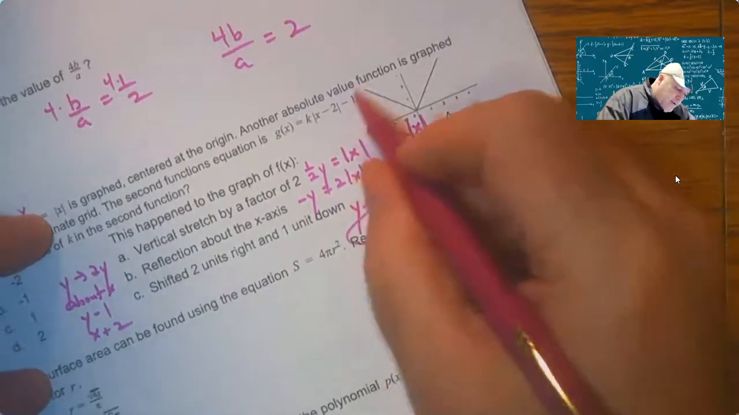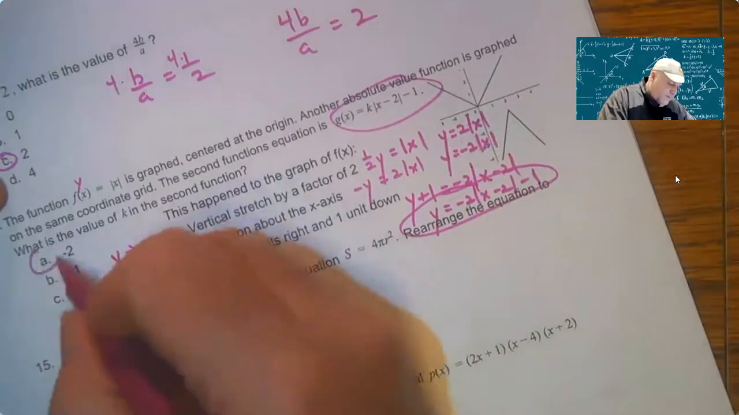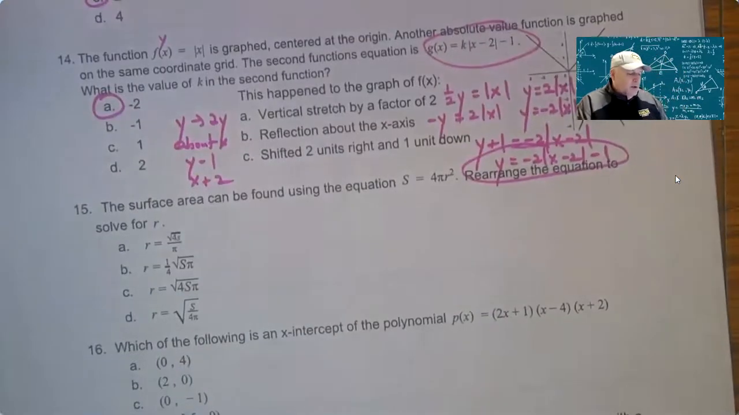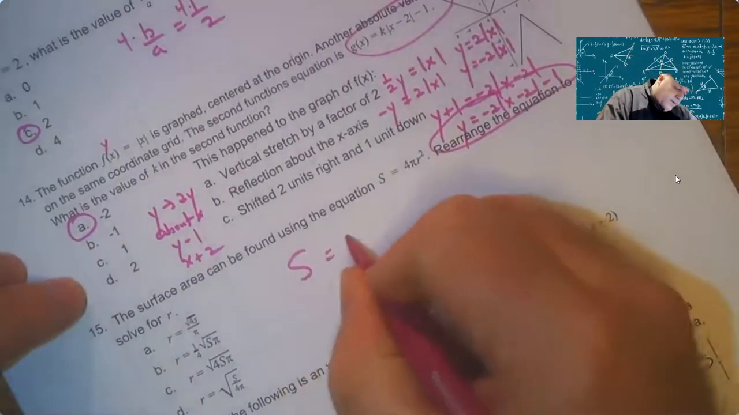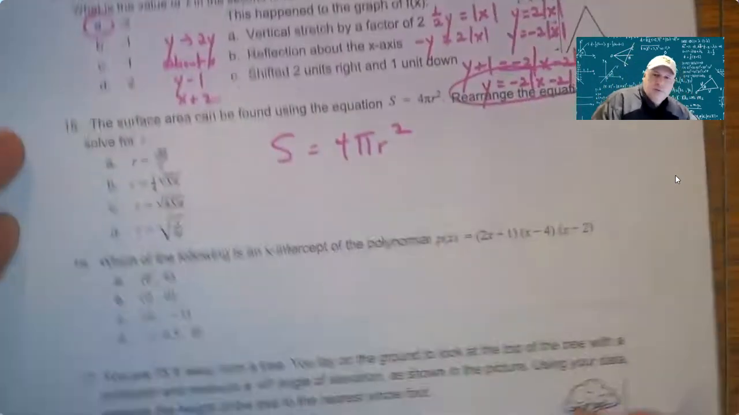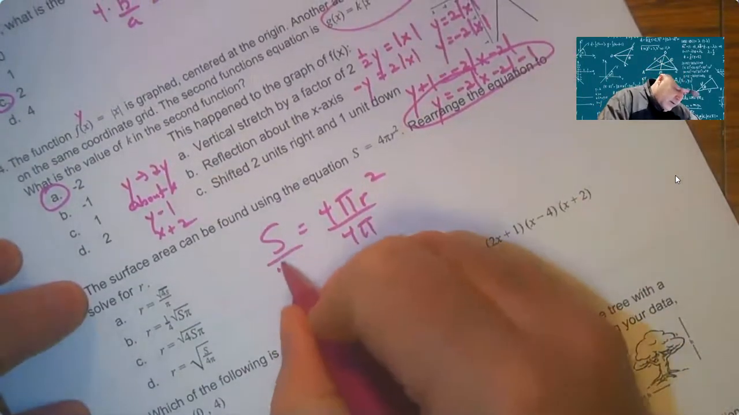So that matches that, and you can tell that k is negative 2. Okay, solve for r. So s equals 4 pi r squared. Now I want to solve for r. So the first thing I do is divide by 4 pi to get the r squared alone.